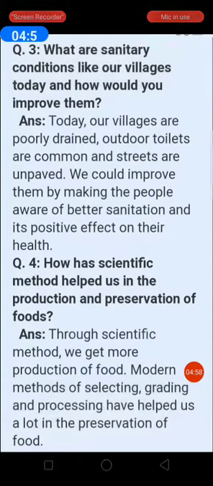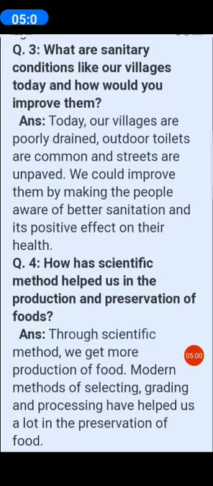The third question is, what are sanitary conditions like in our villages today, and how would you improve them? In the previous question, we have read about the sanitary conditions in the cities. Here is the question about the sanitary conditions in our villages, and how would you improve them? Today, our villages are poorly drained, outdoor toilets are common, and streets are unpaved. It means that in our villages, even today, the sanitary conditions are just like those which were 100 years ago.